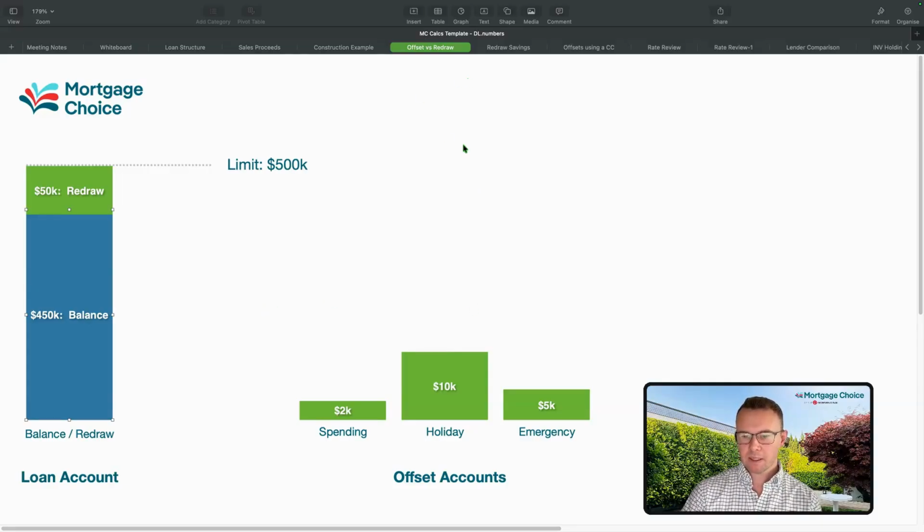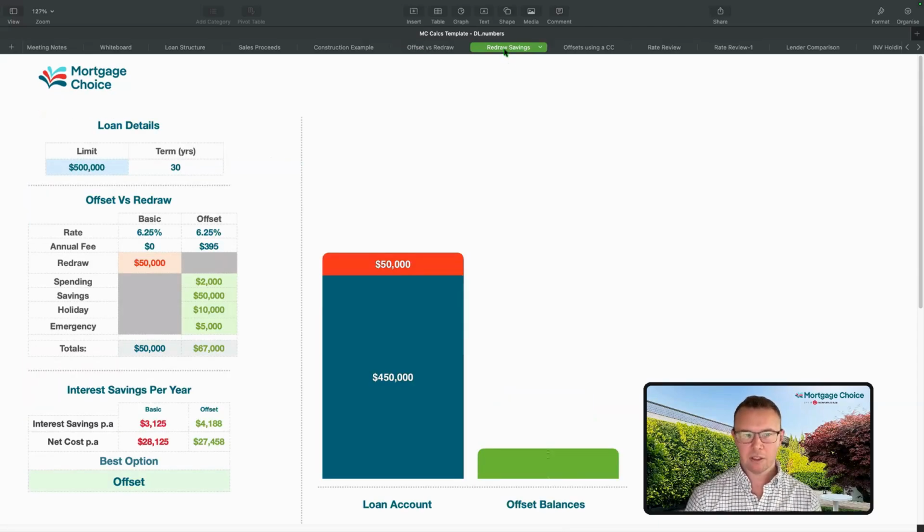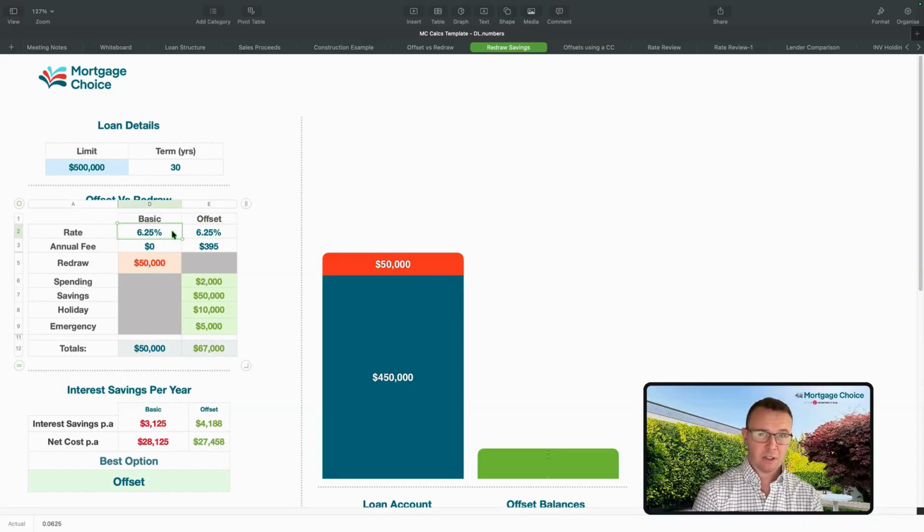So, offset accounts all sound well and good, but surely if the bank is going to provide this benefit, they're going to charge you for it. And you're absolutely right. Typically, the bank is going to charge you anywhere between $8 a month, $96 a year, and $395 for the year on what they call an annual package fee or an offset fee. Some banks will just charge a higher rate. Some banks actually charge a higher rate on a basic loan, not an offset.